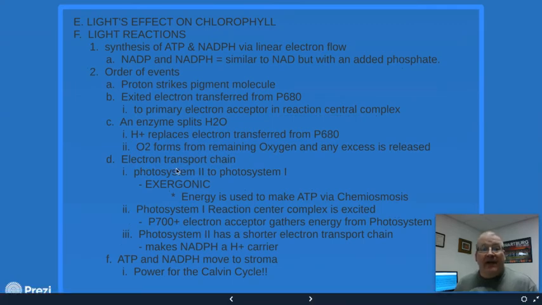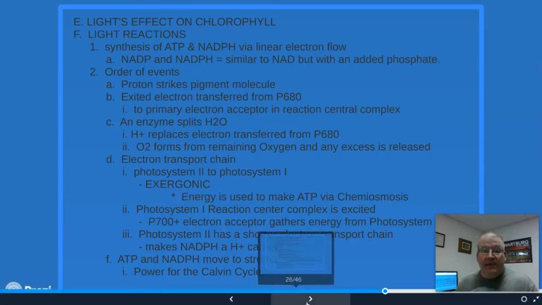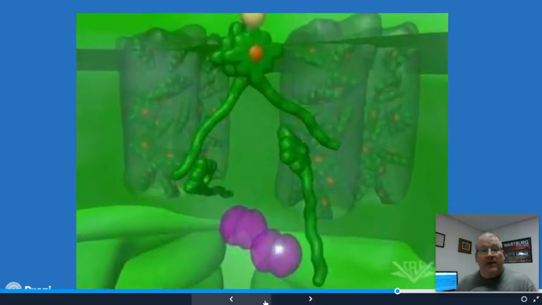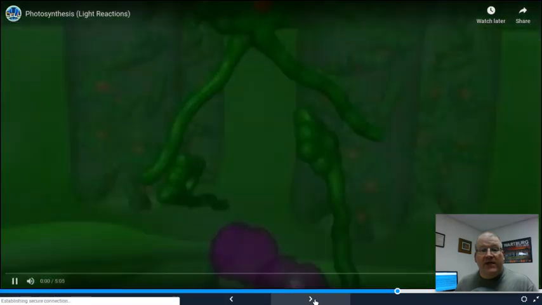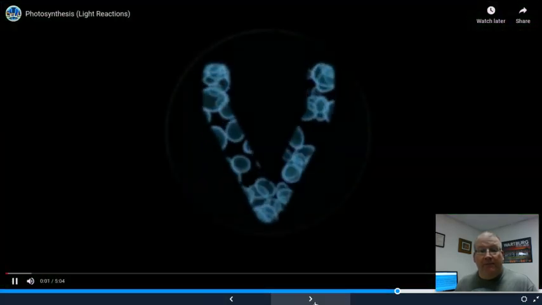Ultimately, that electron transport chain from photosystem 2 to photosystem 1 is exergonic. Okay, and it's that energy that's used to make ATP. Okay, it's that energy then that's going to make the ATP that we can use later to produce some glucose. There's a video in this Prezi. I'll let you take a look at that at a later time.